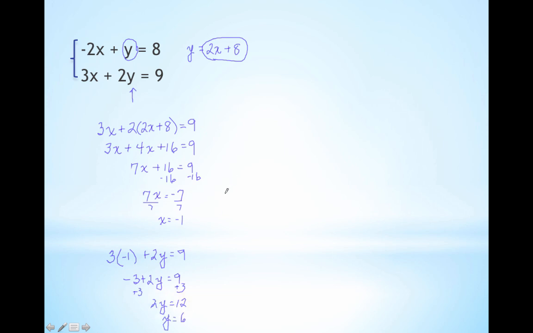And I have the solution to this system, which is -1, 6. And again, my last step is going to be to substitute these values back into each of the equations to check that they are, in fact, the correct solution. So I've got 2 plus 6 equals 8. I've got -3 plus 12 equals 9. So I do have a correct solution.